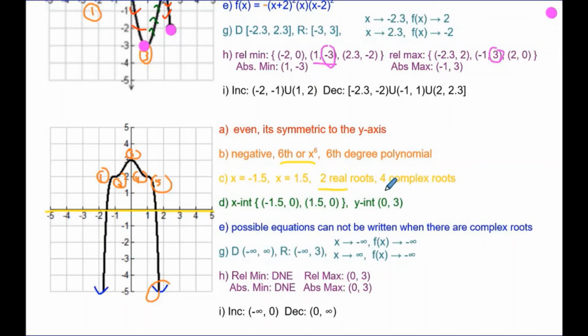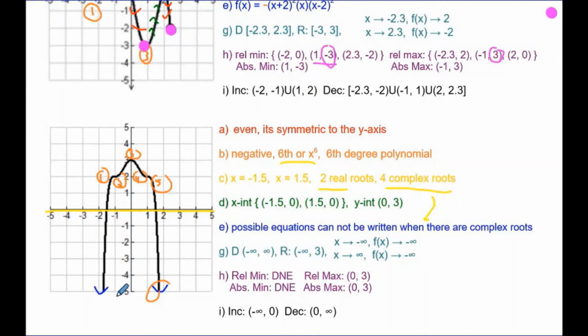So an interesting thing happens. If you have complex roots, you cannot write a possible equation because there's missing information. So if this ever happens, for part E, you would say possible equations cannot be written, or there's missing information, or just does not exist. I wanted to write that sentence out so you could understand why that's impossible with complex roots.